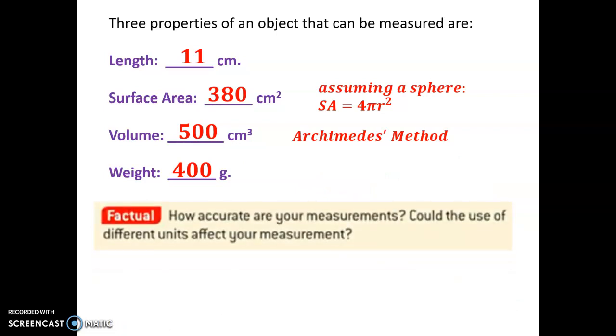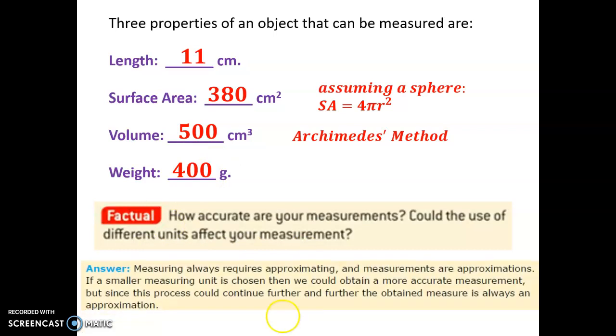All right, finally, I have this question for you. How accurate are my measurements? Could we use different units, and would that affect my measurement? What do you think? Well, measuring always requires approximating, right? I kind of approximated the water level and what I saw on the scale and so on. And measurements are approximations. If a smaller measuring unit is chosen, we could obtain a more accurate measurement.